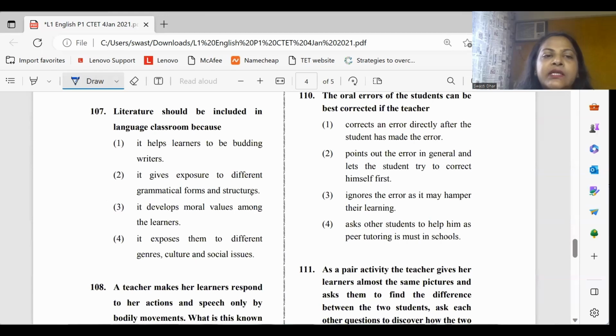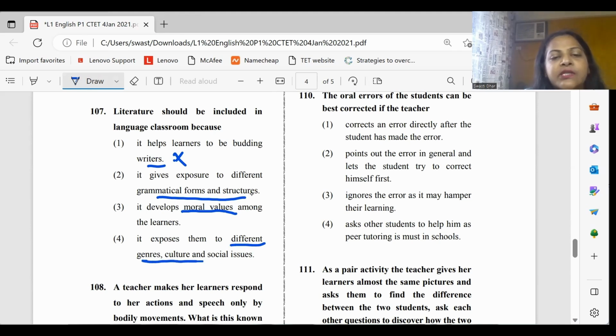Literature should be included in language classrooms because. So why should we have literature in the language classrooms? Do we want them to be budding writers? No. Grammatical forms and structures should not be our primary aim. Let's see if there are better options. Develops moral values. We really never develop moral values through reading. And it exposes them to different genres, cultures, and social issues. So this would be the best answer as to why literature should be introduced in the classroom.